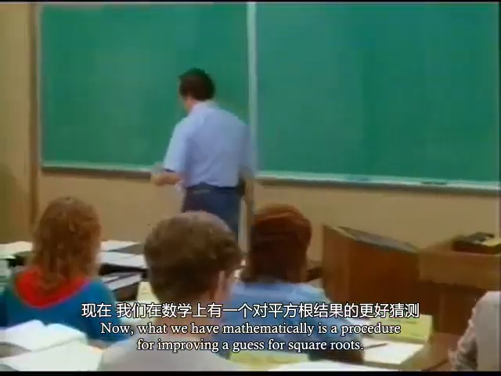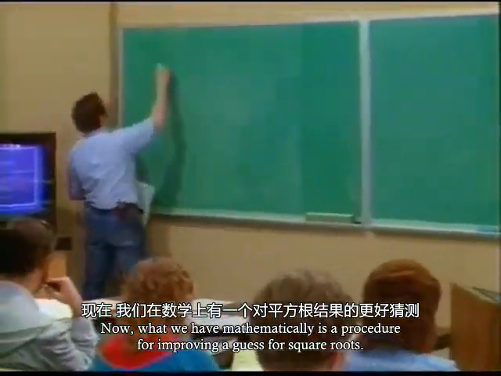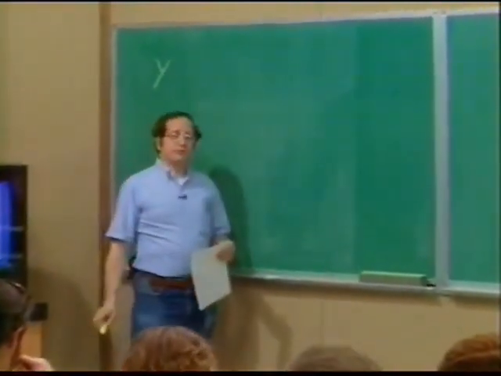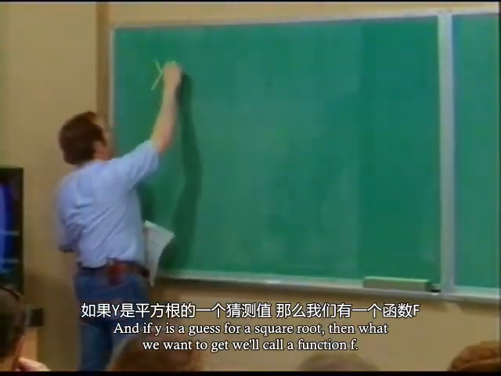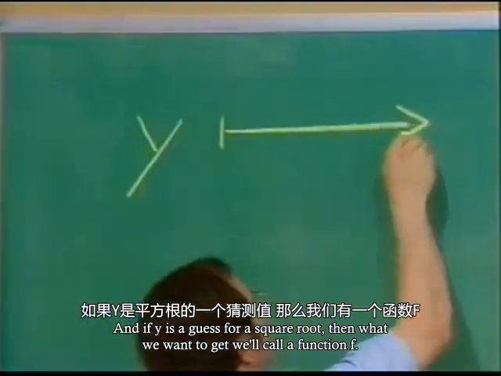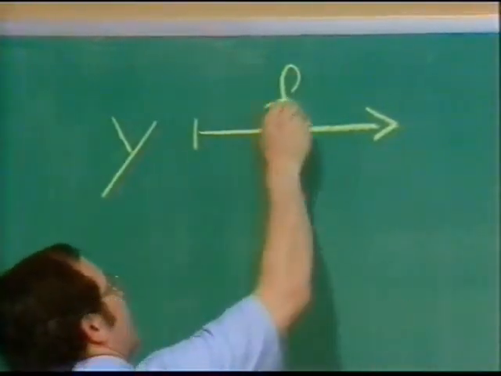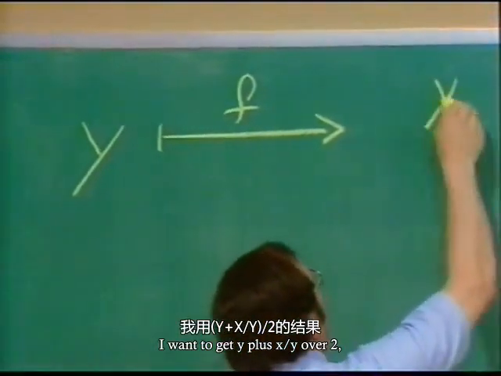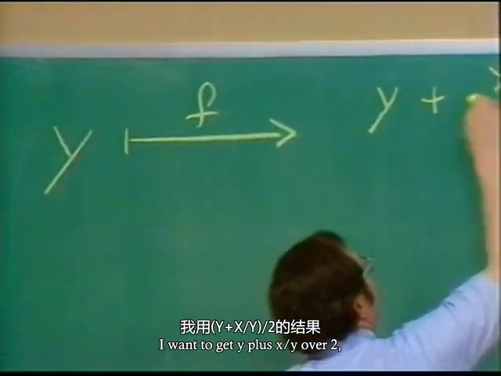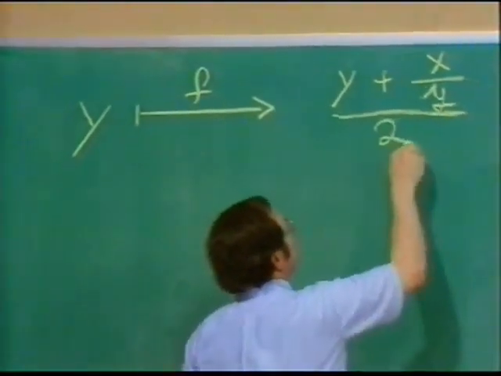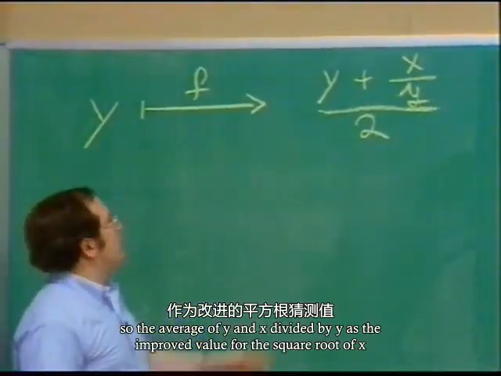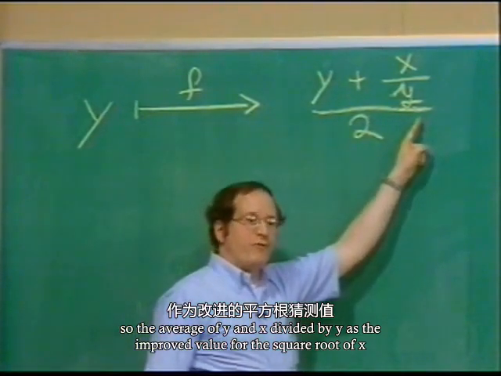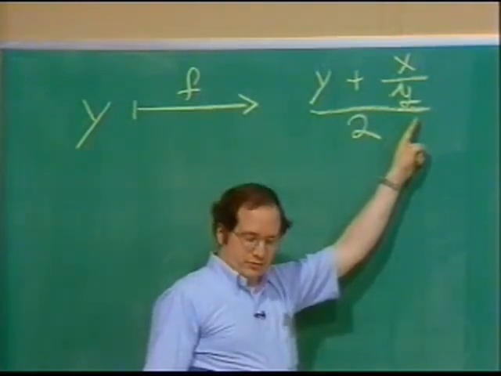Now, what we have mathematically is a procedure for improving a guess for square roots. If y is a guess for a square root, then we'll call a function f the means of improvement. I want to get y plus x over y, over 2. It's the average of y and x divided by y, as the improved value for the square root of x.